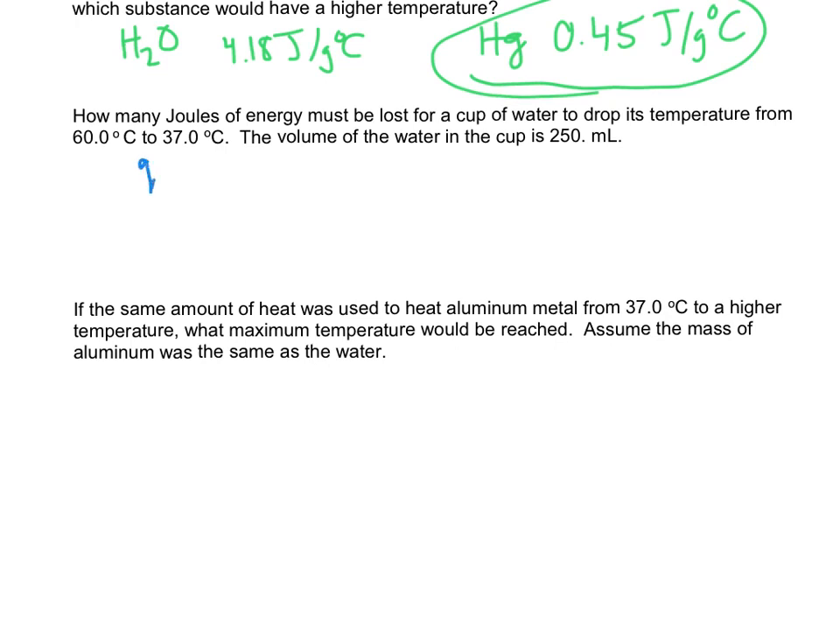So let's write that down: Q equals MC delta T. Let's see, what are we solving for? Well, it says how many joules of energy, so I'm solving for the amount of energy, which is my Q.